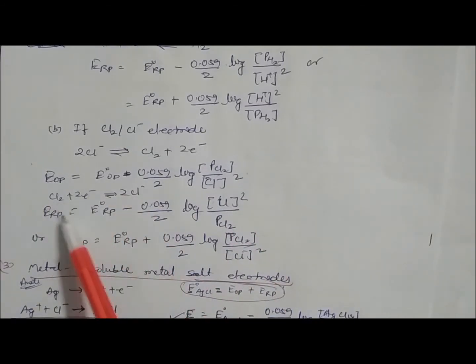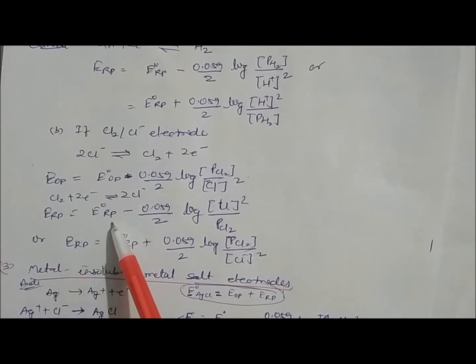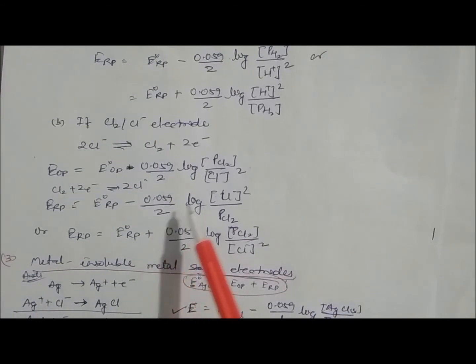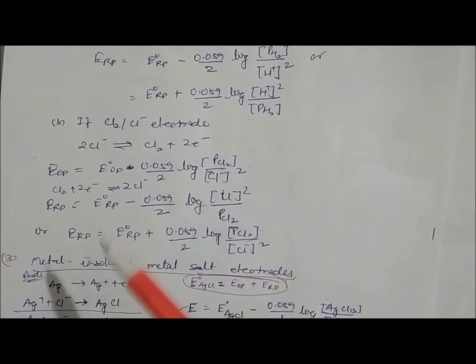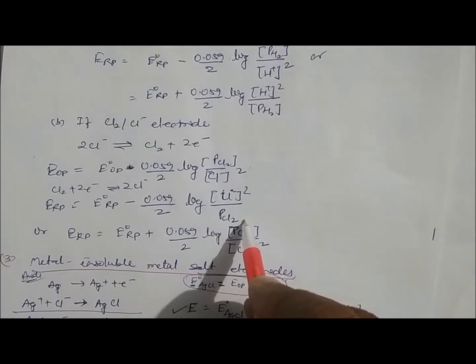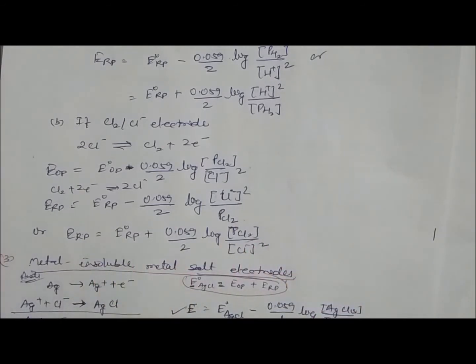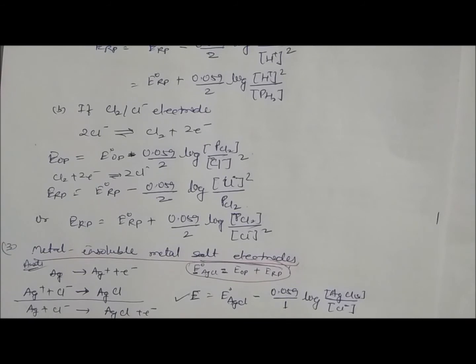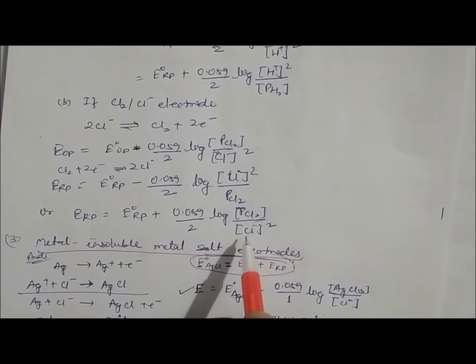Similarly for the reduction, E RP equals E naught RP minus 0.059 by 2 log of the concentration of Cl minus whole square by the partial pressure of Cl2. Or E RP equals E naught RP in standard state plus 0.059 by 2 log of P Cl2 by Cl minus.